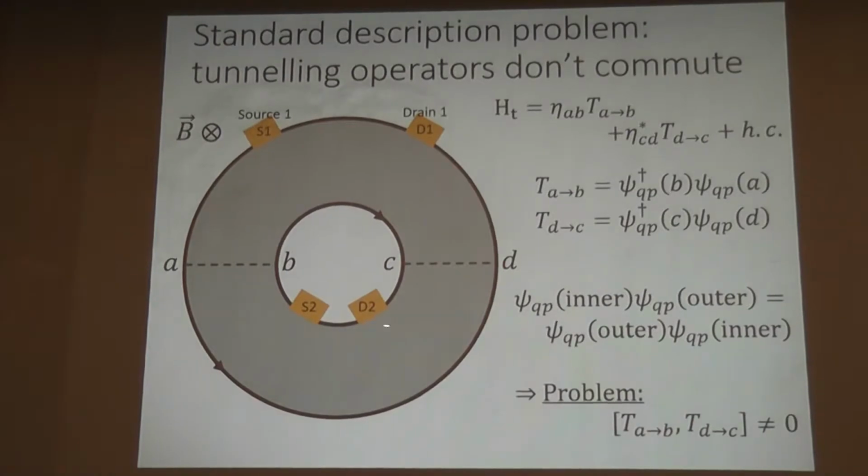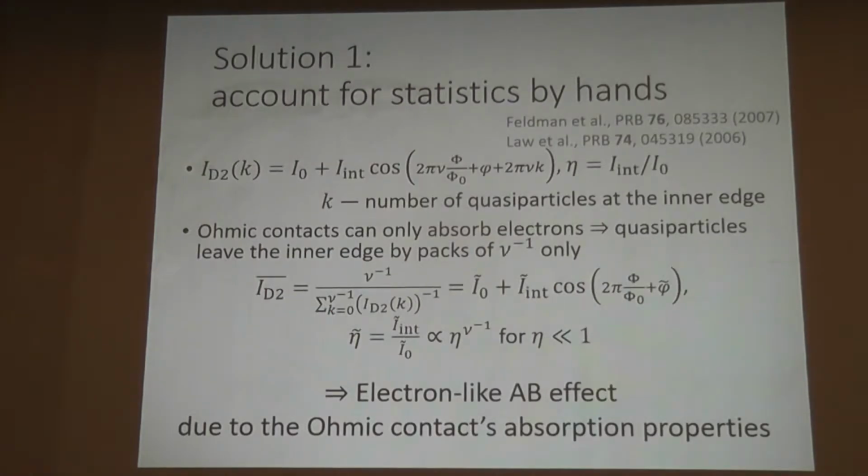The ohmic contact can only absorb electrons. There are no fractional quasi-particles in usual metals. Therefore, the quasi-particles have to go into the ohmic contact in packs of several quasi-particles. And therefore, they will have to wait, they will have to spend some time, and I will get some average of the individual quasi-particle currents, which will be the resulting current.